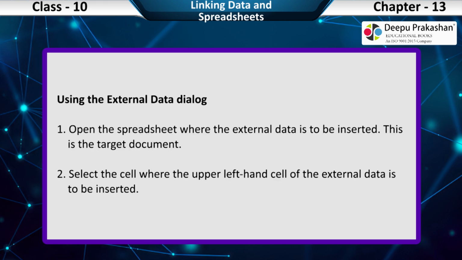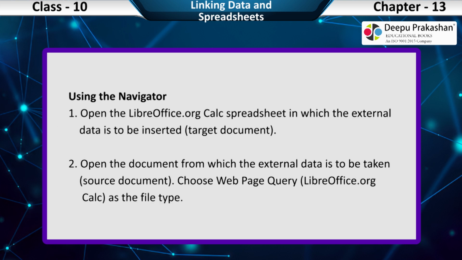Using the External Data dialog. 1. Open the spreadsheet where the external data is to be inserted. This is the target document. 2. Select the cell where the upper left-hand cell of the external data is to be inserted. Using the Navigator. 1. Open the LibreOffice Calc spreadsheet in which the external data is to be inserted, the target document. 2. Open the document from which the external data is to be taken, the source document. Choose Web Page Query, LibreOffice Calc, as the file type.